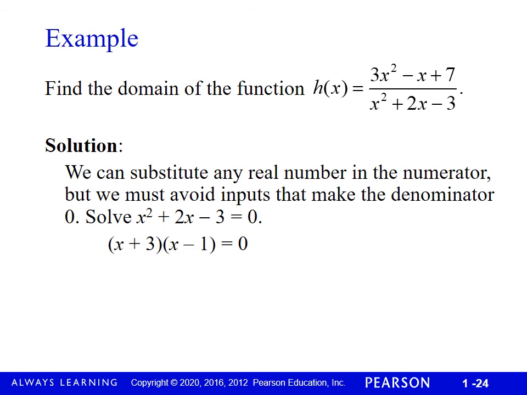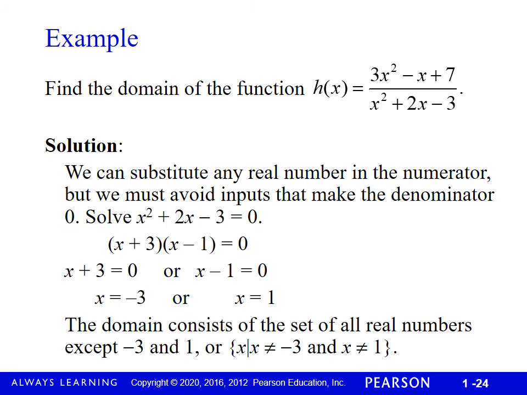But if we factor this quadratic, x plus 3 and x minus 1 are the factors of x squared plus 2x minus 3. Then we know that either x plus 3 equals 0 or x minus 1 equals 0. This will be true because if I'm multiplying two things, and either of them equals 0, then the product will equal 0. And so we get these two values which are not allowed. So the domain is anything but x equals negative 3 or x equals 1.